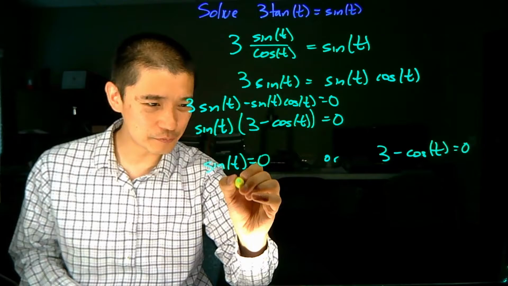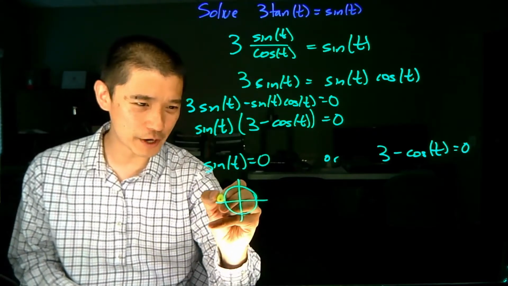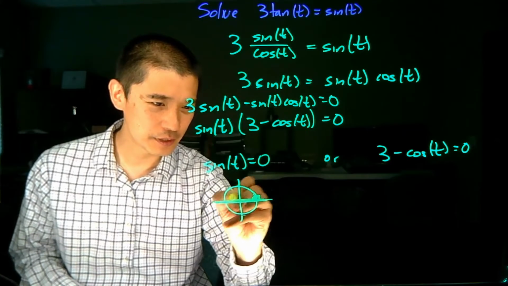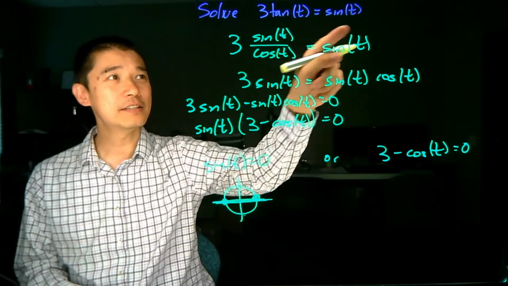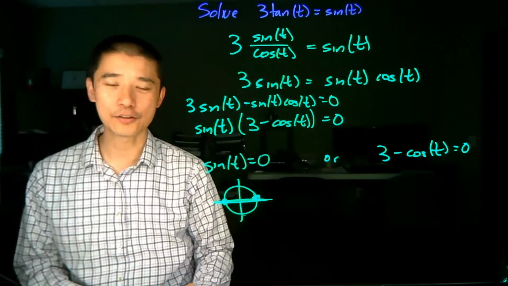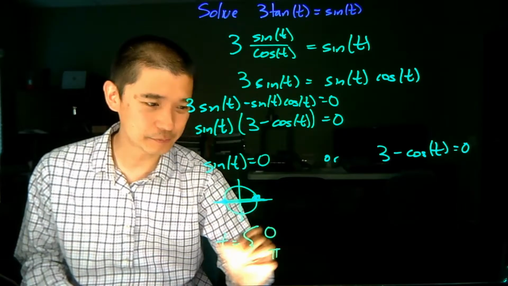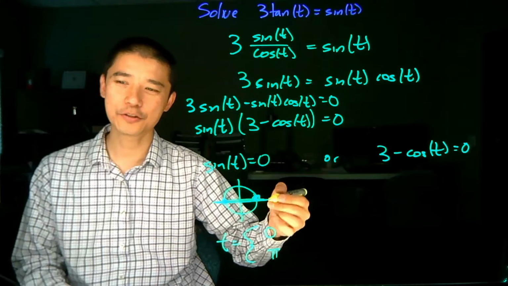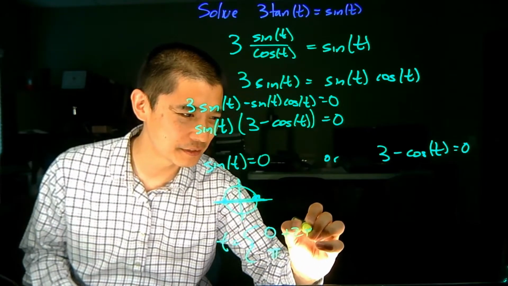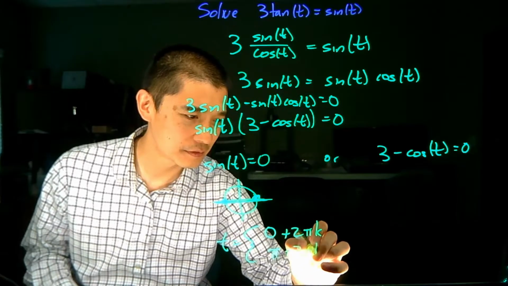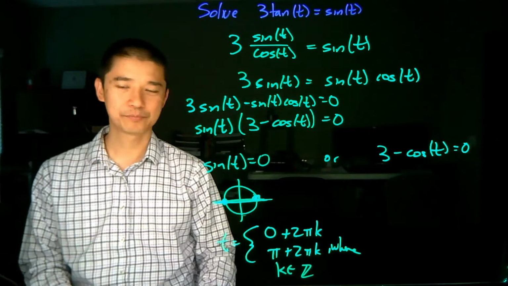Well, this one's already in a form where we can look at the unit circle. Sine of t, sine is the y-coordinate. We want the y-coordinate to be equal to 0. And so that's going to give us those two intersection points, which happen to be at 0 and at pi. In this case, there's no restriction on the domain, so we're just going to get all of them. So t is equal to 0 or pi. And then we have to remember plus 2 pi k, the coterminal angles. Add integer multiples of 2 pi, where k is an integer.